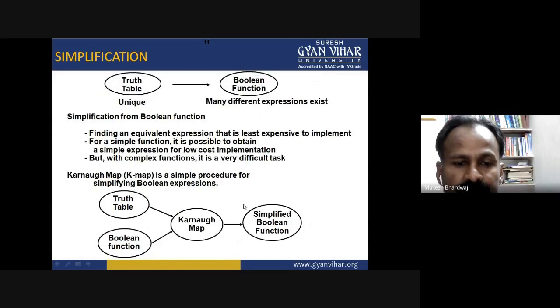Truth table is unique, but for a given Boolean function, many different expressions can exist. So simplification of a Boolean function means finding an equivalent expression that is least expensive to implement.